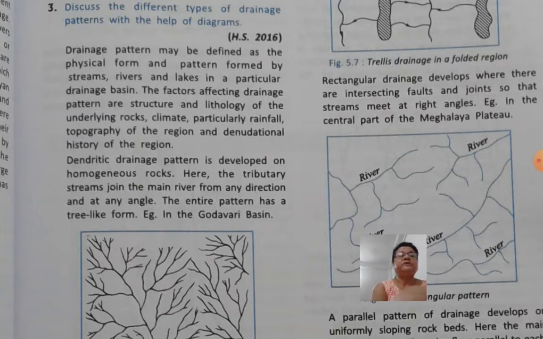Drainage pattern may be defined as the physical forms and pattern formed by streams, rivers and the lakes in a particular drainage basin. The factors affecting drainage pattern are structure and the lithology of the underlying rocks, climate, particularly rainfall, topography of the region and the denudation history of the region.